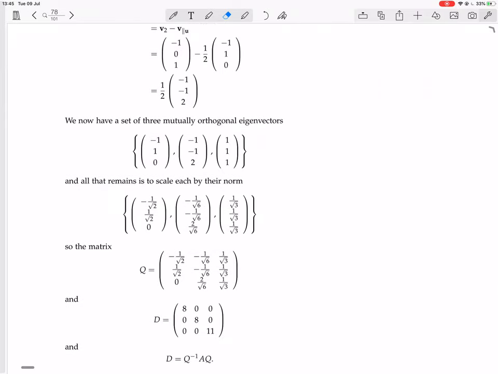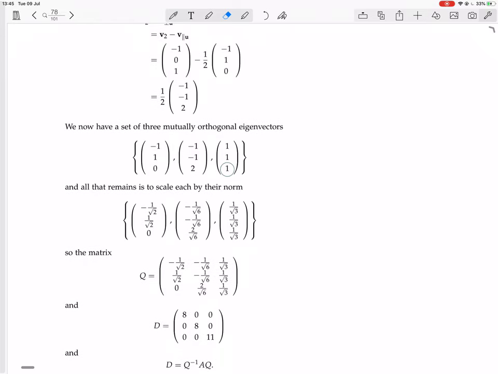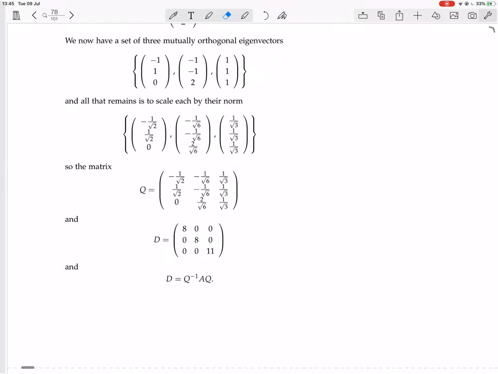Now we need to scale each of them by its norm, so we already remember how to do this. This one we already actually did. Each of them you divide by its norm, or times it by 1 over its norm. This one you divide by root 3. This one, 1 squared plus 1 squared plus 2 squared, that's 6, so you divide it by root 6. This one, 1 squared plus 1 squared is 2, so you times it by 1 over root 2. Okay, so there you go, you have these. And those eigenvectors form the columns of your orthogonal matrix.